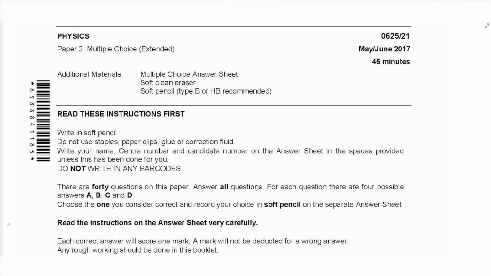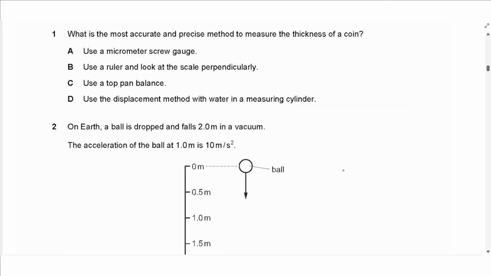In this video I will be solving the paper 2 exam for May-June 2017 variant 1. So let's get started. Question 1 says, what is the most accurate and precise method to measure the thickness of a coin? Use a micrometer screw gauge, that would work. Use a ruler and look at the scale perpendicularly, that would work also, but micrometer is the most precise. Use a top pen balance, that measures mass. Use a displacement method with water, that measures volume, so it's not D, it is A.